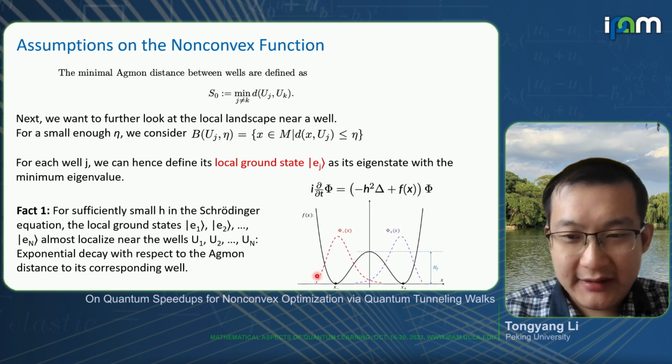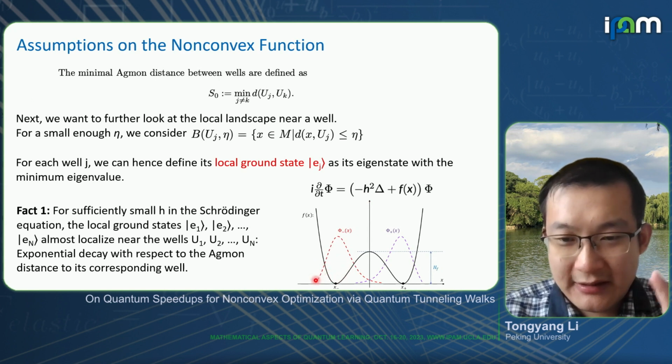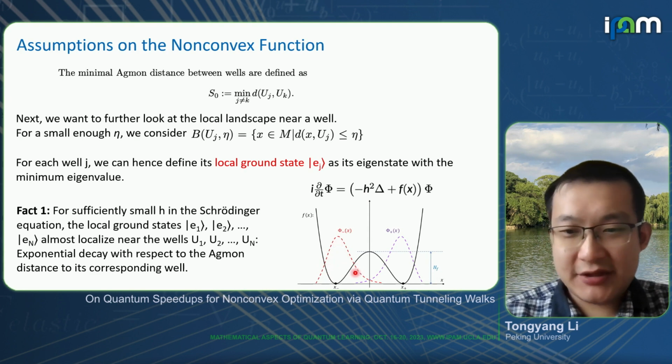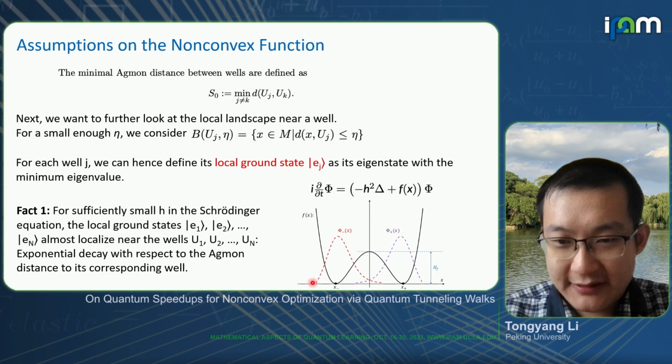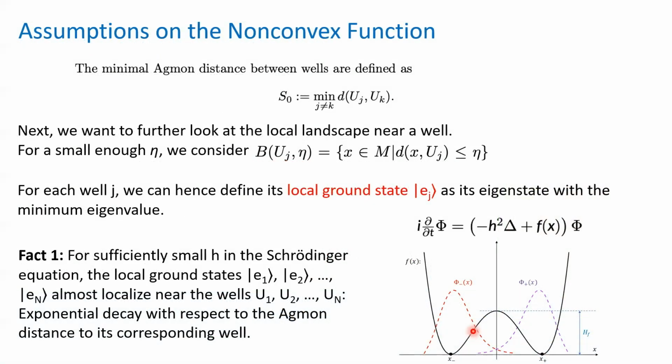The point of fact one here is that if you consider the local ground state here, its overlap with all the other local minima is going to be exponentially small. Just imagine you have this local well and its corresponding local ground state here. If you just consider the tail in terms of the other wells, this part is going to be super small, in general exponentially small. And if you consider this local ground state here, its overlap with the other local wells is also going to be exponentially small here.